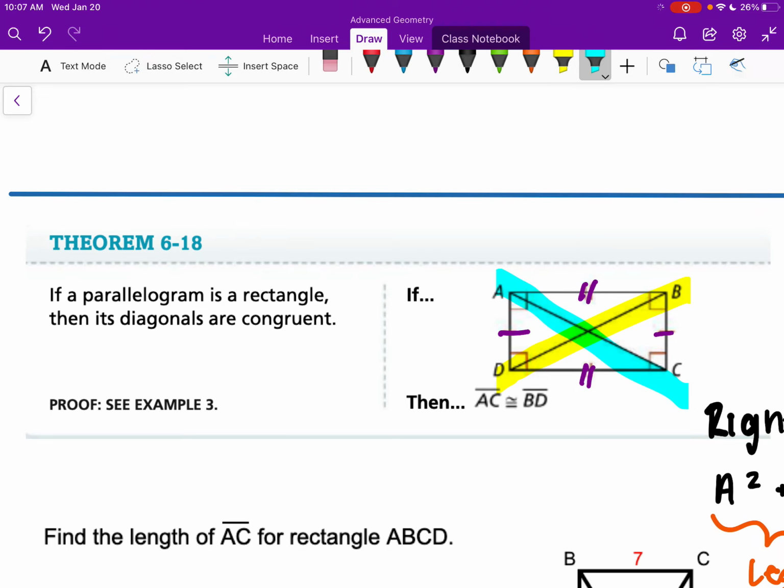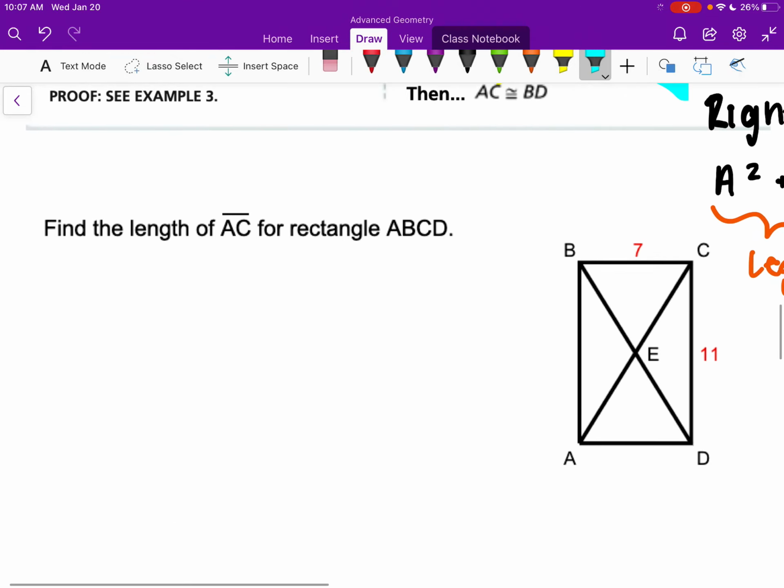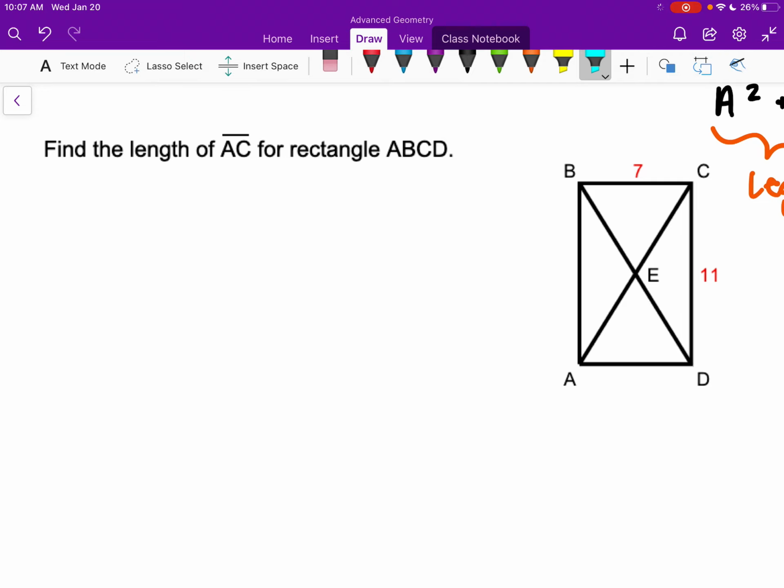Let's use this to help solve a problem. We want to look at this rectangle. We have rectangle ABCD, and we want to find the unknown side length AC, this diagonal. Let's look at the information we're given.